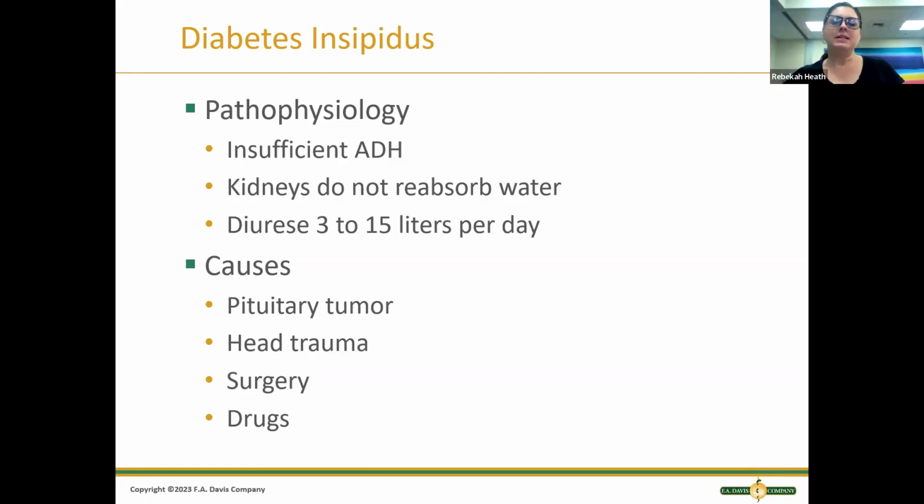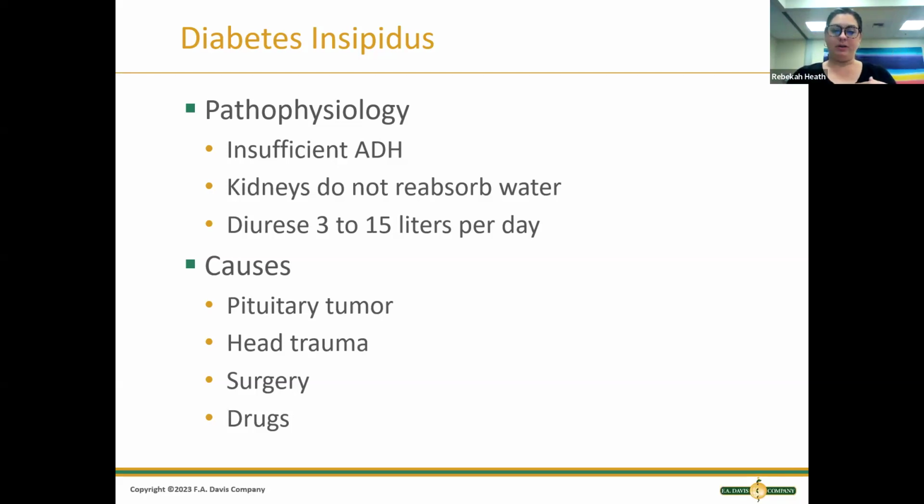So diabetes insipidus, you don't have enough antidiuretic hormone. So your kidneys aren't reabsorbing water, which means these patients are going to be releasing all this water. They're going to be diuresing or urinating 3 to 5 liters a day. That is so much. So why would they have this issue?